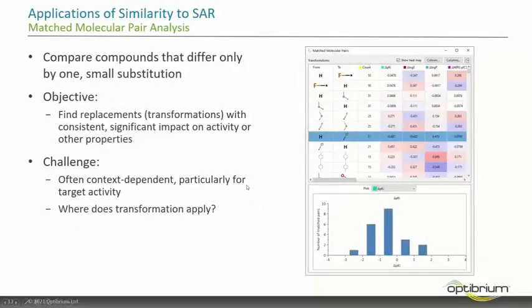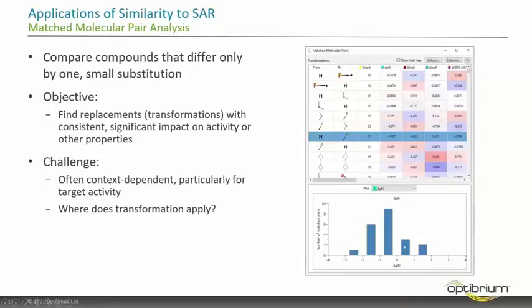And then I mentioned matched molecular pairs. So these are comparisons between compounds that differ only by one small substitution. And here our objective is to find replacements, often represented as transformations between one group and another, which have consistent and significant impact on an activity or other property. So what we're trying to do is find patterns in our data that suggest that a particular replacement will give us a consistent impact.